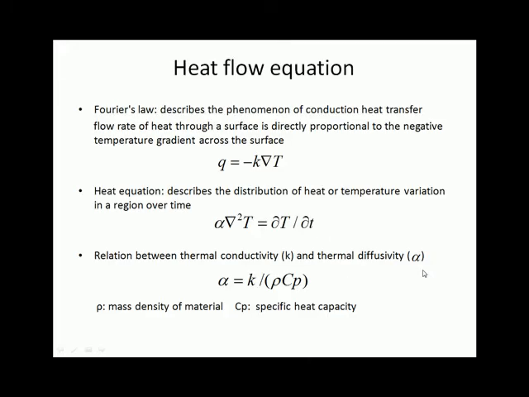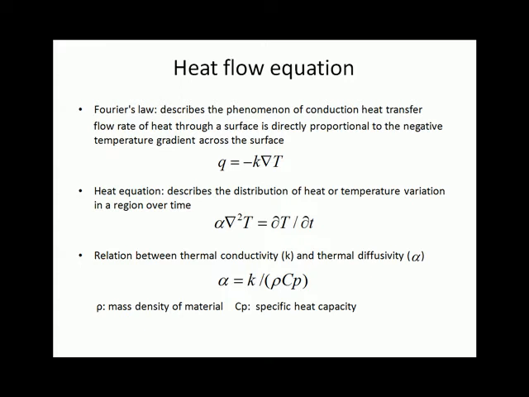Heat flow equation. Whenever there is a temperature gradient within a body, heat energy will flow from the region of high temperature to the region of low temperature. Heat flow can be described using Fourier's law, which says that heat flow is directly proportional to the negative of the temperature gradient within the body.